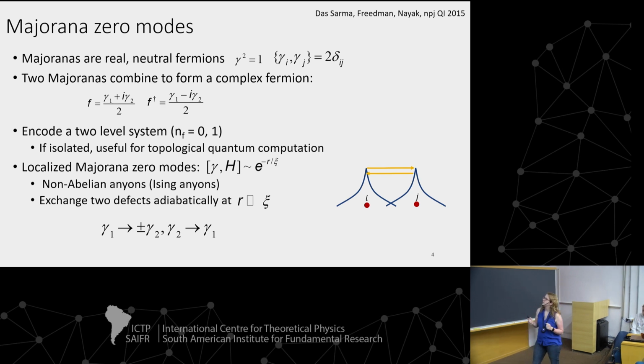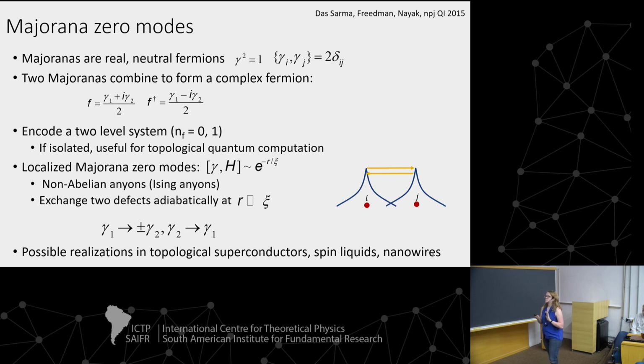Okay, there have been many possible realizations discussed in topological superconductors, in spin liquids and nanowires, but I think it's safe to say there's no nice realization. This is also not yet a nice realization, but I think it's always good to have options.